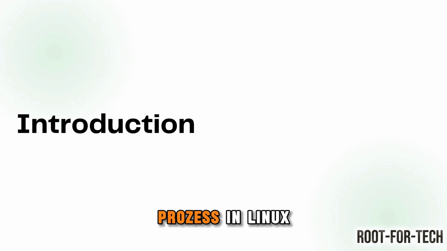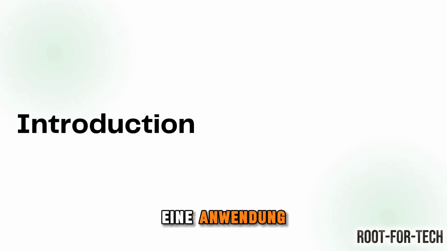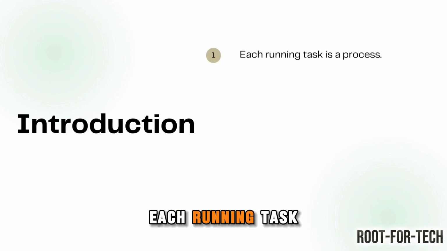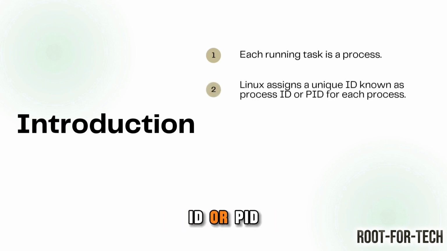What is a process? In Linux, whenever a command is issued or whenever an application is run, it creates or starts a new process. For example, when the command pwd is issued to list the current directory location of the user, a process starts. Each running task is a process. A program may contain several such processes, depending on the use case. Linux assigns a unique ID, known as process ID or PID, for each process.